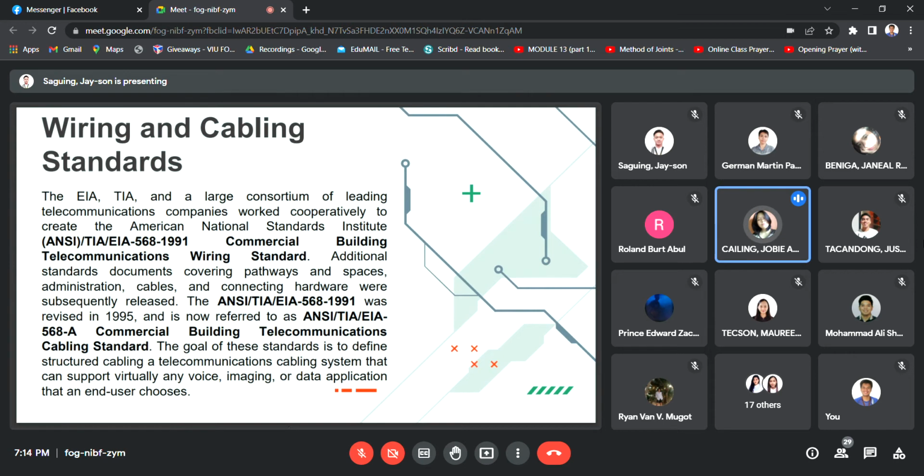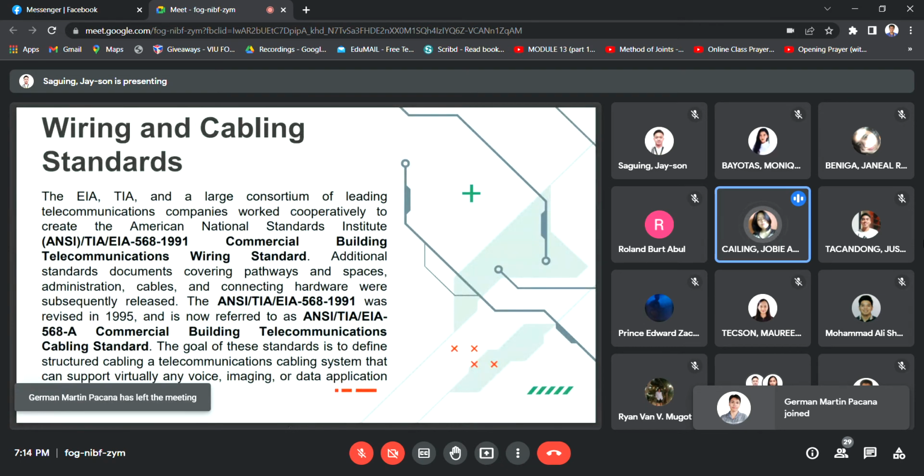The ANSI/TIA/EIA 568-1991 was revised in 1995 and is now referred to as ANSI/TIA/EIA 568A Commercial Building Telecommunications Cabling System, that can support virtually any voice, imaging, or data application that an end user chooses.